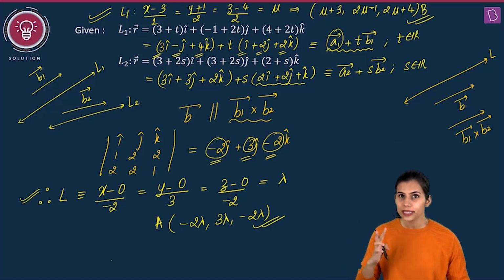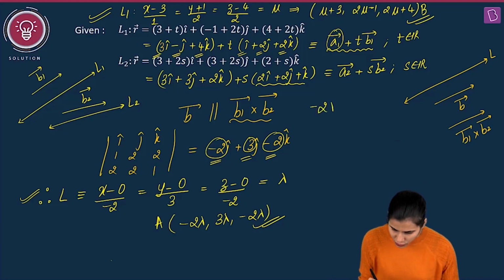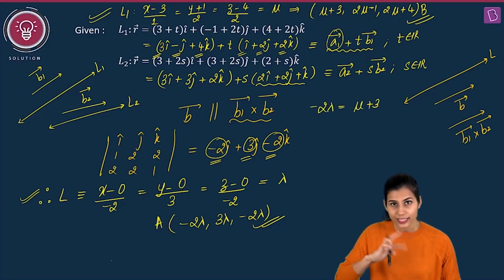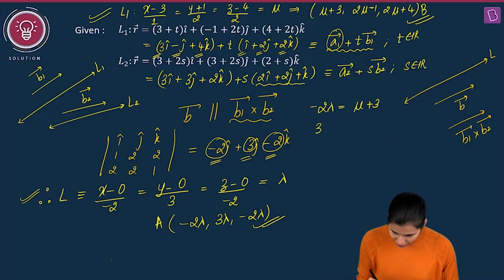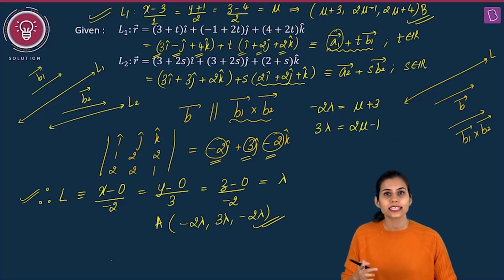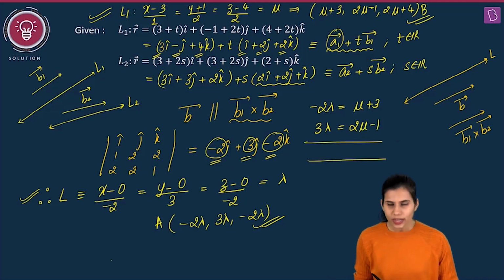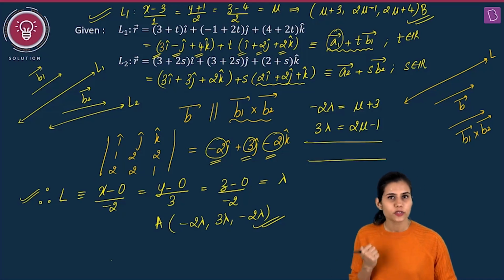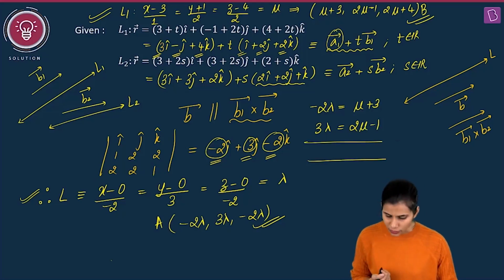So if both points A and B are equal, I'm going to get minus 2 lambda equals mu plus 3, x coordinates same. Then I'm going to get 3 lambda equals 2 mu minus 1. That means their y coordinates same as well as their z coordinates will also be same. But two equations in two unknowns are enough to land me to the values of lambda and mu. So I'm just going to solve these two equations.